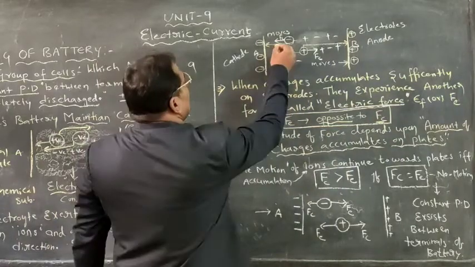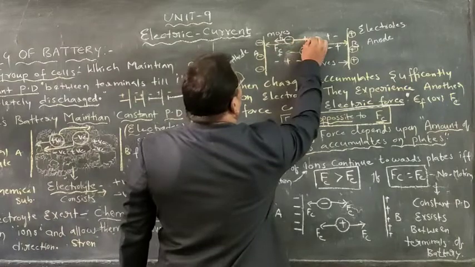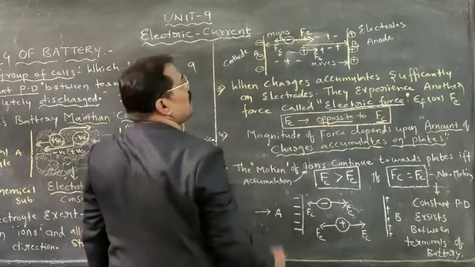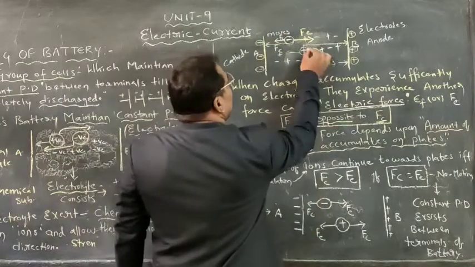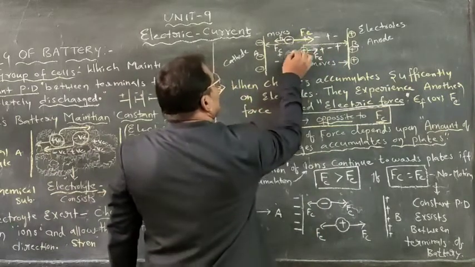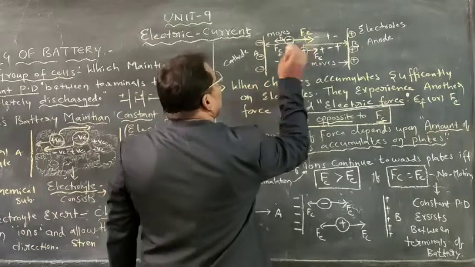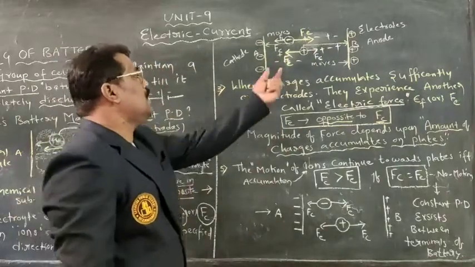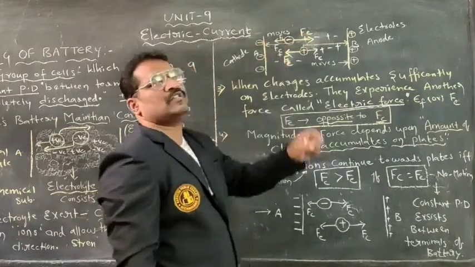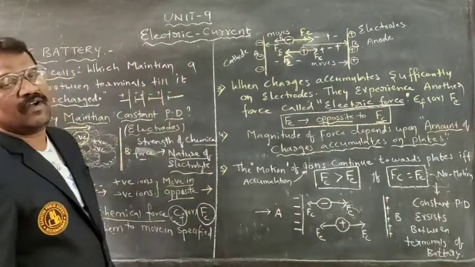See here, chemical force is exerting in this direction. Then electric force will be acting opposite to it if the charge is a negative ion. If it is a positive ion, chemical force is exerting in this direction, then electric force will be acting exactly opposite to that particular direction. In that way, electric force will be acting opposite to chemical force. That is the third point we can give.